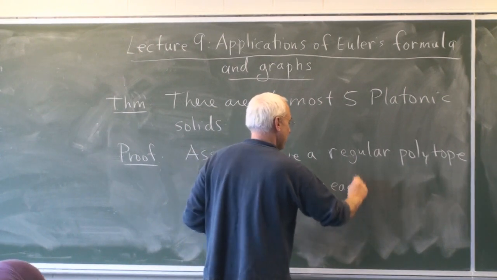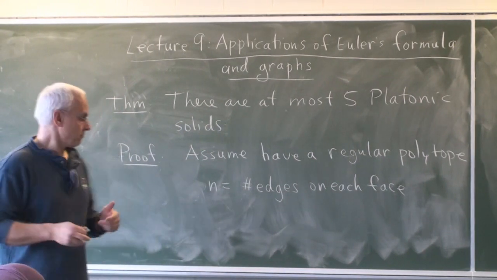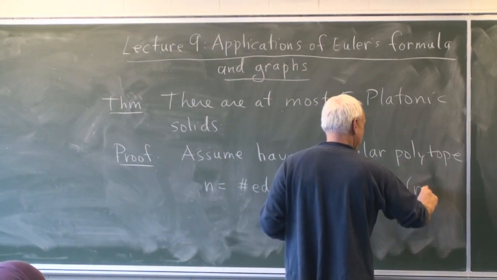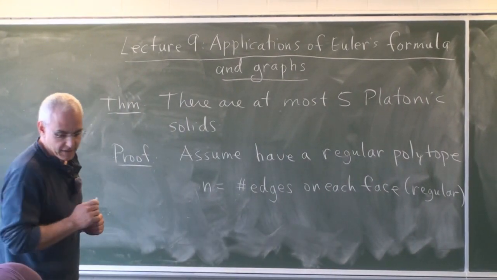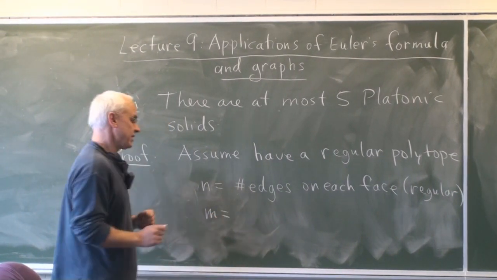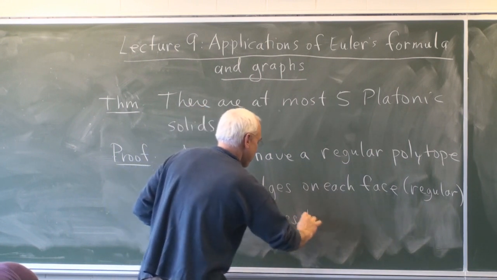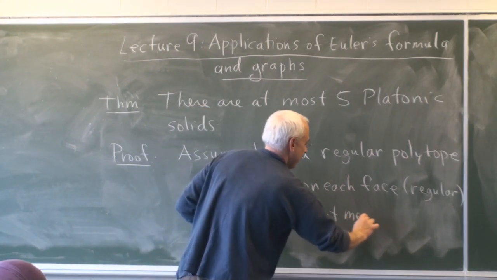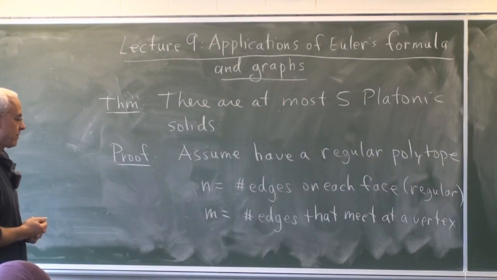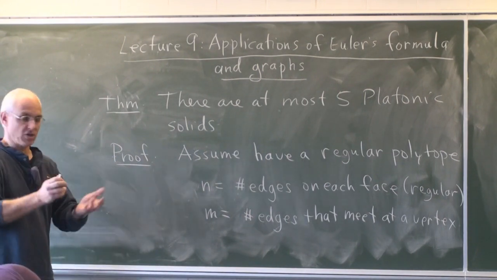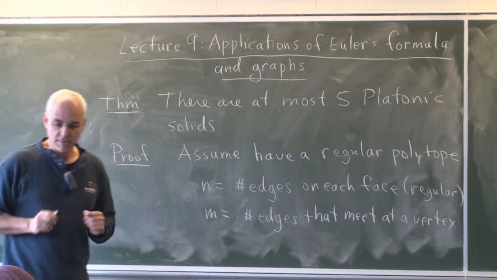on each face. So we're assuming that all the faces are polygons with the same number of edges. We're calling that number n. And we'll assume that the number of edges that meet at a vertex is m. So m is the number of edges that meet at a vertex. And otherwise, we just have some polytope, which is the general shape of a sphere, so that we know that Euler's formula applies. Okay, we're going to do some counting now.